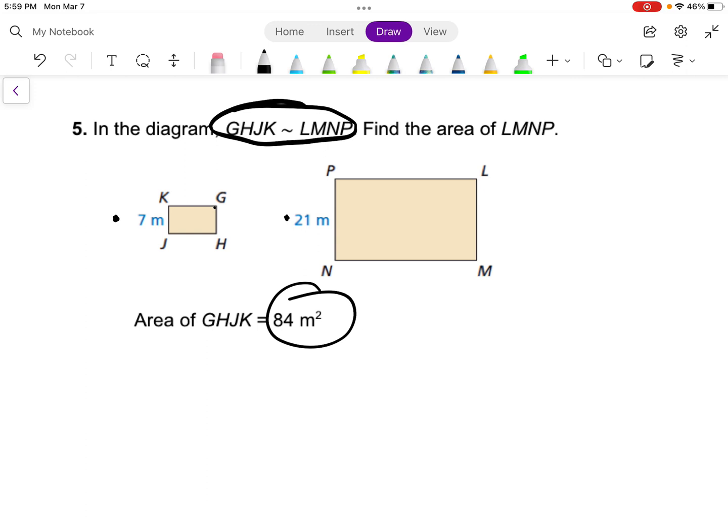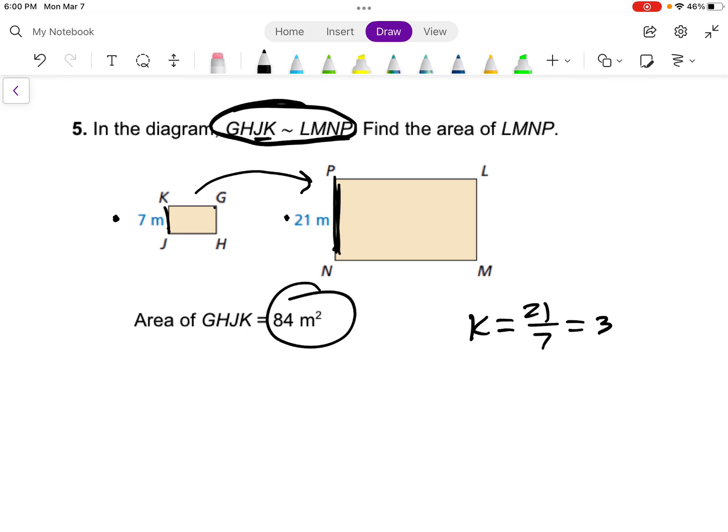All right, so we know that JK goes with NP, that side right there. So I can find the scale factor of those sides. We're going from the little rectangle to the big rectangle, so I want it to be greater than 1. So I'm going to go 21 over 7, which comes out to be 3. So our scale factor is 3.